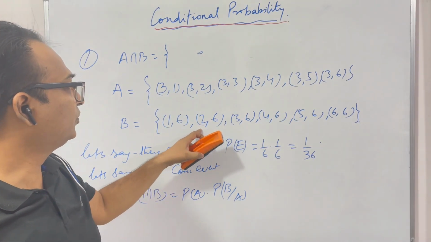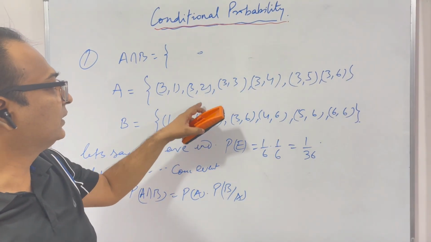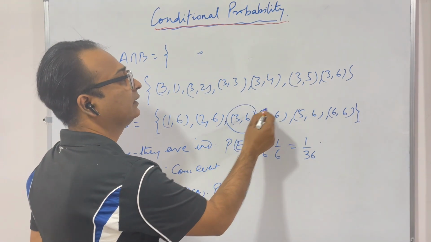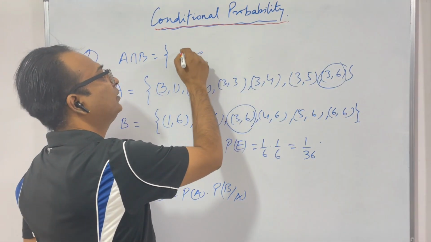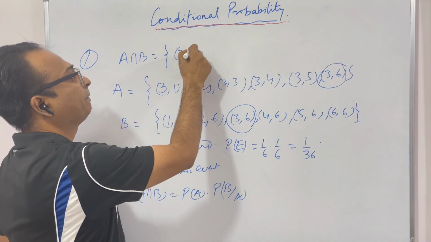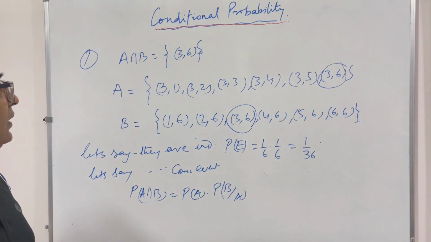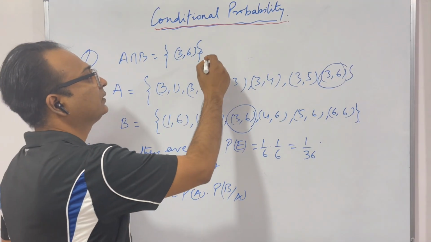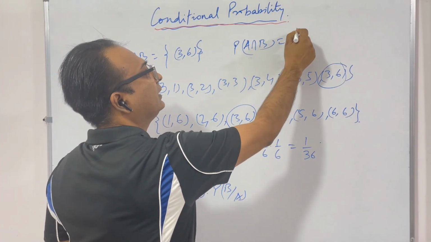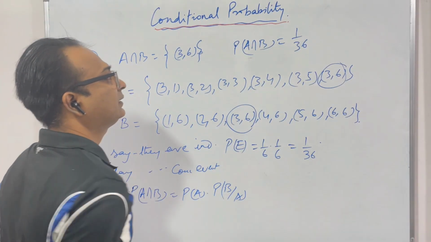See, do you find any intersection? (1,6), (2,6), (3,6). See, this and this. So there is only one element. There is only one element, (3,6), in A intersection B. So P of A intersection B will be 1 by 36, because P of A intersection B will be 1 by the sample space, that is 36.